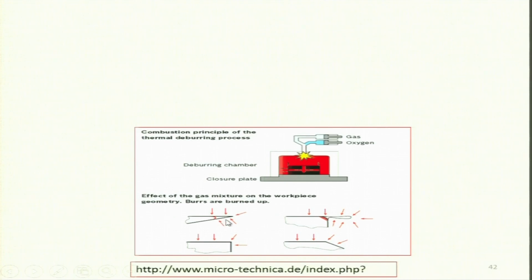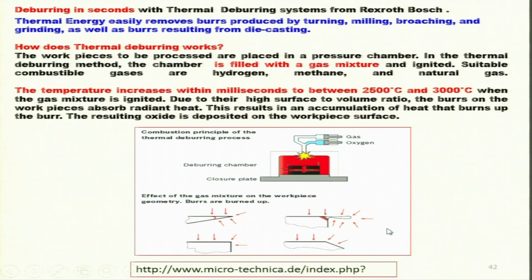You can see here, these are the burrs. This is the burr which has been burnt out, and this is the clean one, and this is another clean one. So you can remove the burrs accordingly. Deburring in seconds with the thermal deburring system from Rexroth Bosch, because here deburring is done in seconds. Very small time is taken because it is a thermal process. You are not removing the burrs mechanically. Thermal energy easily removes burrs produced by turning, milling, broaching, and grinding, as well as burrs resulting from die casting.